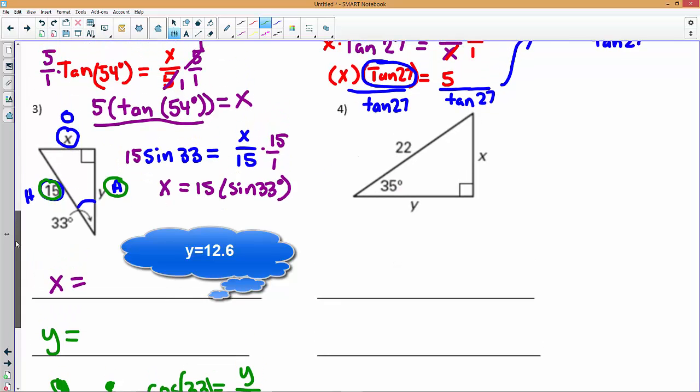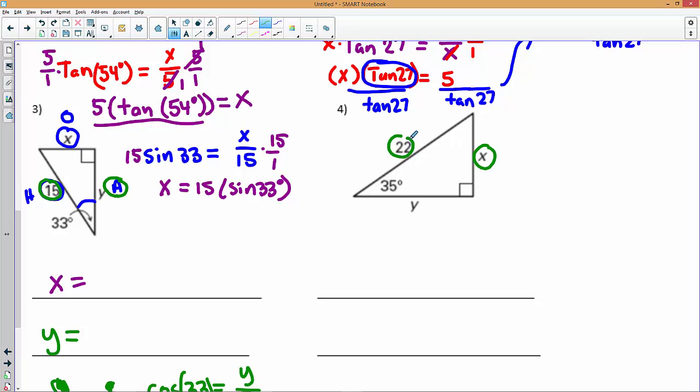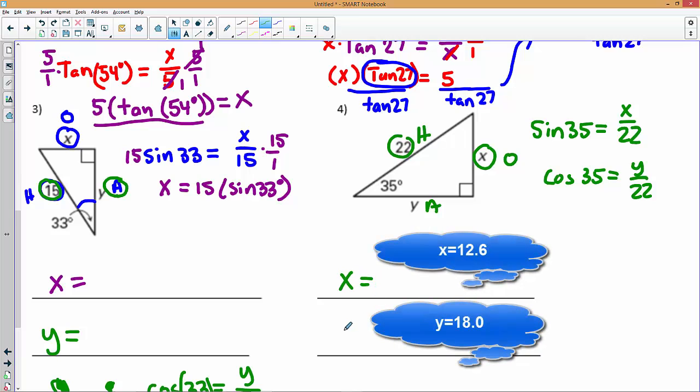Okay, and finally in the last problem here, same thing, we want to find x and y. So I'm going to take this one and this one. This is my h. This is my adjacent. This is my opposite. So to solve for x, I want opposite. That's what I want. And what do I got? I've got h. So that's sine, right? Opposite over hypotenuse. So sine of 35 equals x over 22. And cosine of 35 equals y over 22. You know how to solve these both. You multiply both sides by 22 and then put your answers in here. Okay?